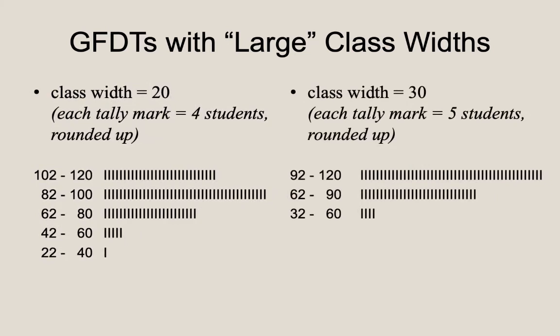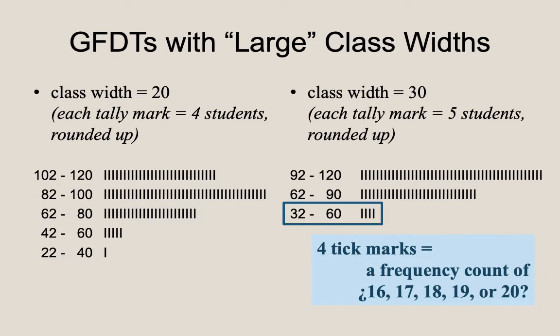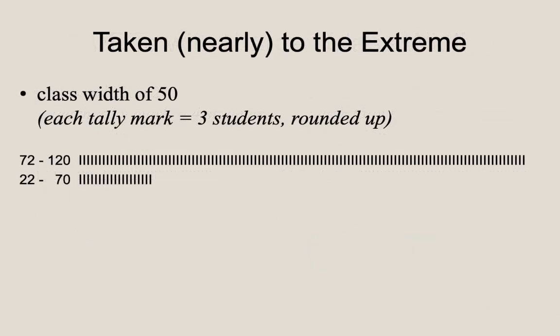Likewise, for the second plot, each tally mark represents 5 students. So even in this tally plot for the corresponding GFDT, we've lost even more information about the precise count for the data set. As we can see here, the 4 tally marks in the last class could actually represent a frequency of 16 up to 20. We simply don't know. But without the raw data, we simply wouldn't know the quote-unquote true value. At some point, we simply might lose too much information to be reasonably useful.